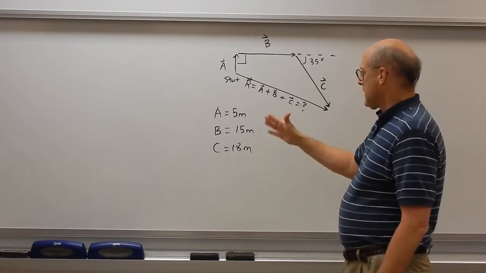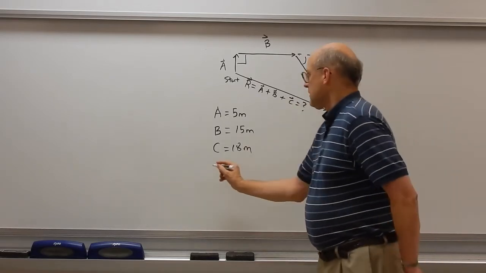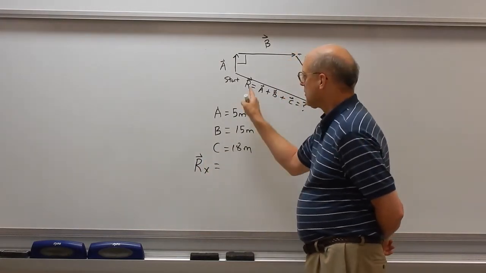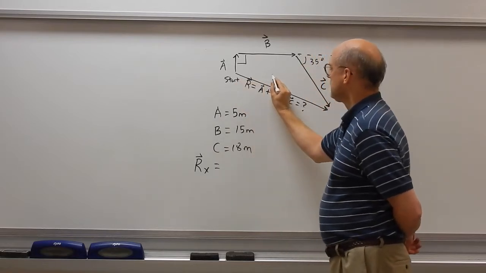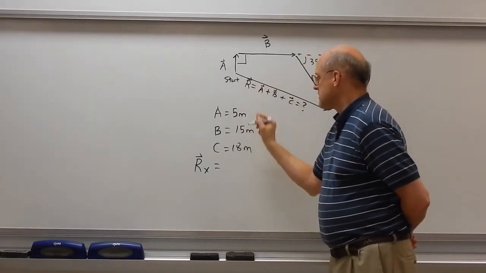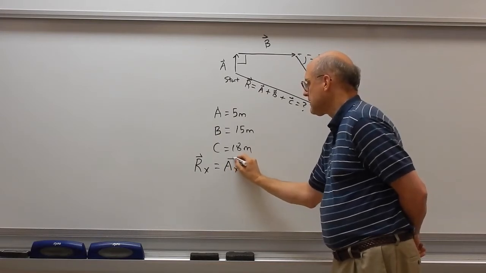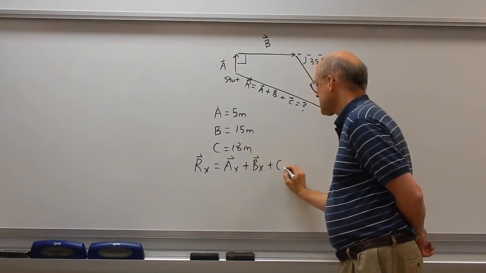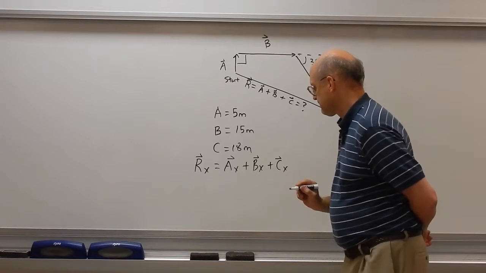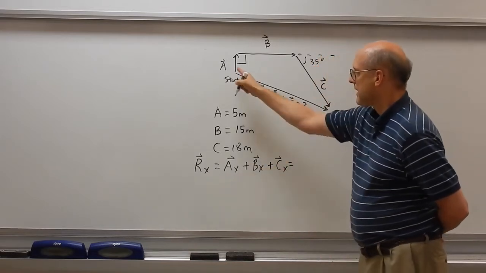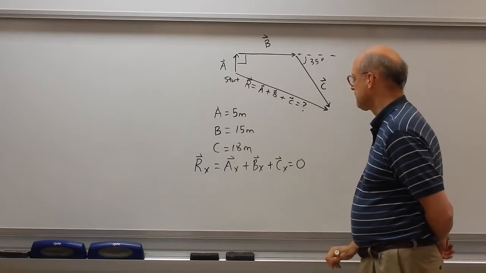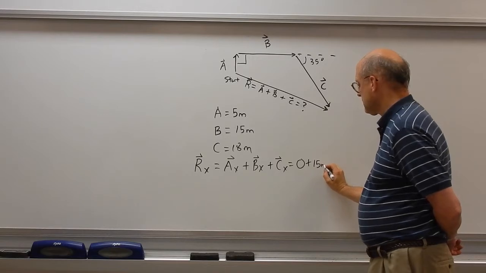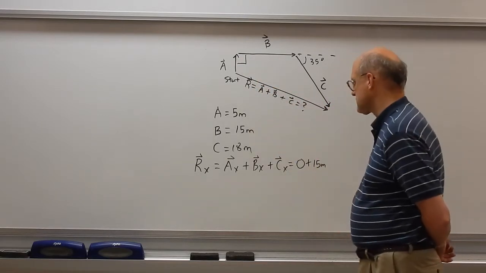So to add vector A to B to C using the component method, we first write the following expression. The x part of the resultant, which would be this vector here, is equal to the x part of the vector A plus the x part of vector B plus the x part of vector C. Now, the x part of vector A is 0. There's no x component. The x part of vector B would just be 15 meters. Right? All of B runs along the x-axis.